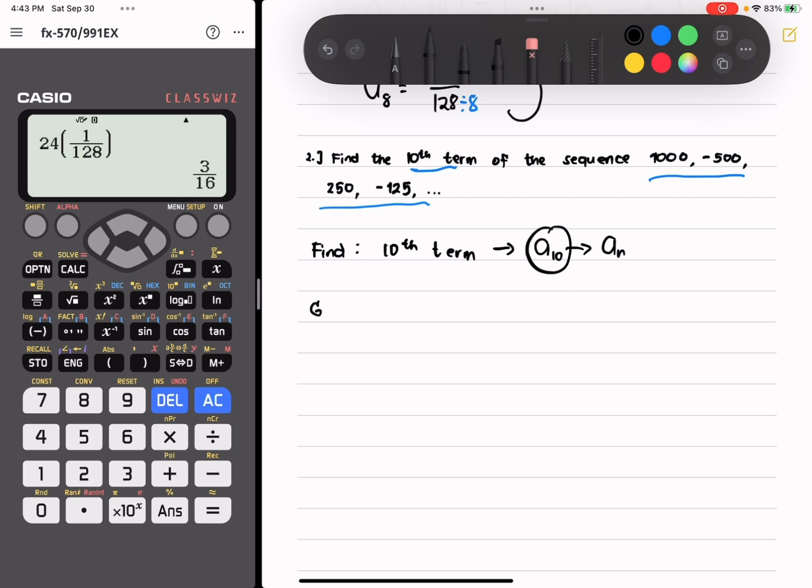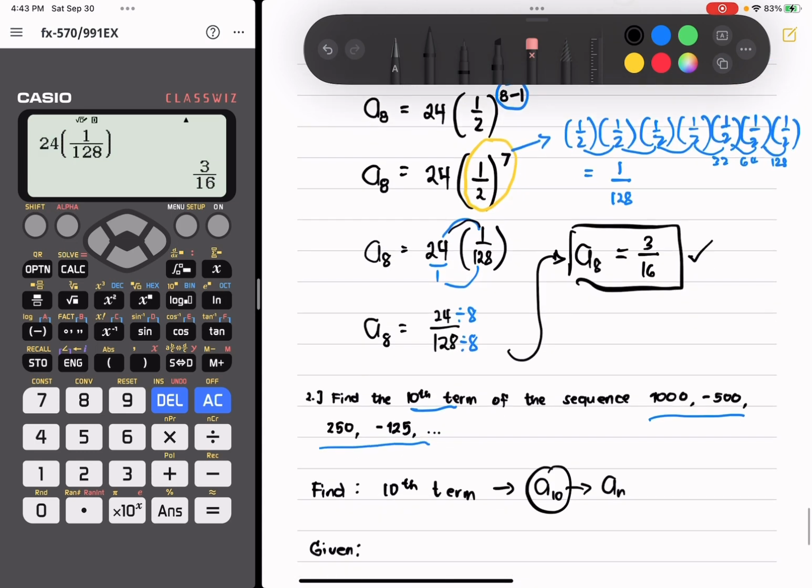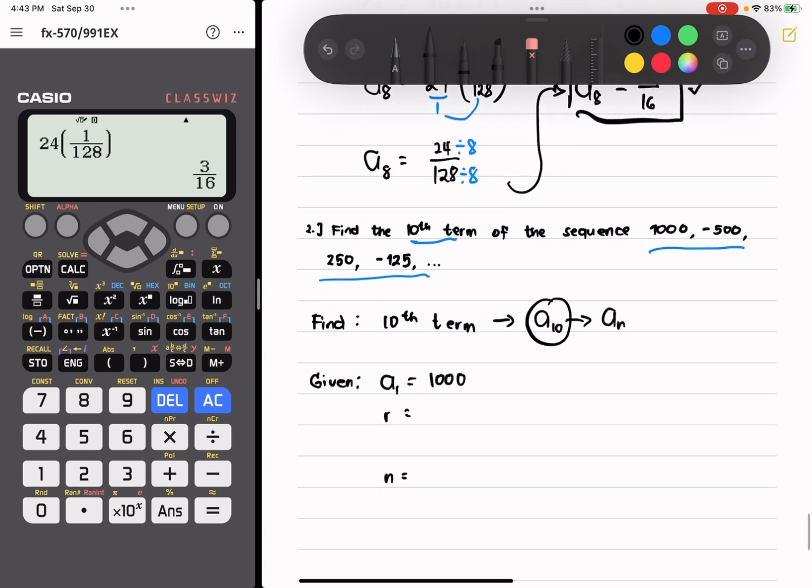Okay? So what are the given? Syempre, magbabase lang tayo sa formula. Ang kailangan lang natin sa formula is a sub 1, r, at saka n. So a sub 1 natin is 1,000. R natin is, ang formula doon is a sub 2 divided by a sub 1. Ang a sub 2 natin is negative 500. Write the sign ha. Negative 500 over 1,000.